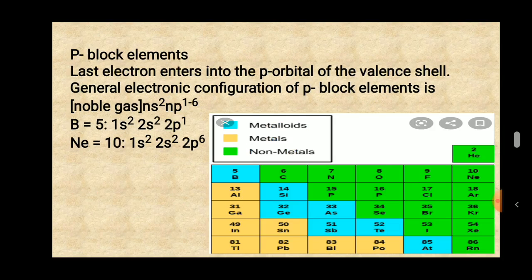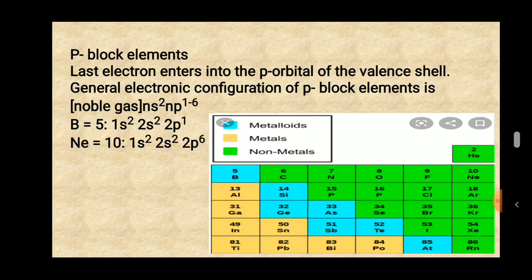So the general electronic configuration. Now, group number 13 to 18 belongs to P block elements. Group 18 is the noble gas elements. So group number 13 to 18 belongs to P block elements. Here a few examples have been given.